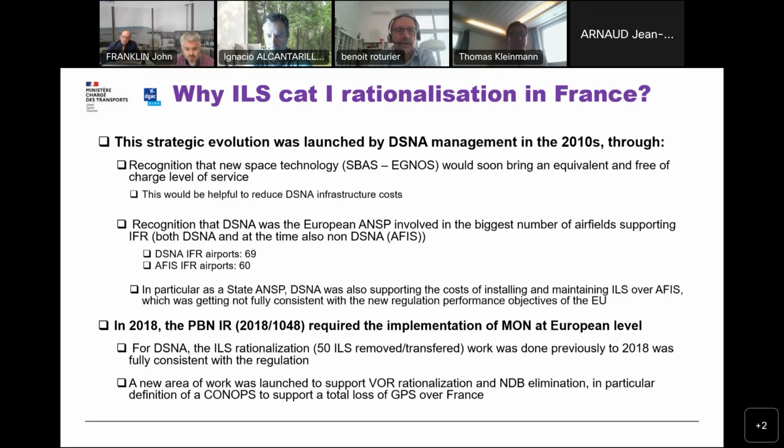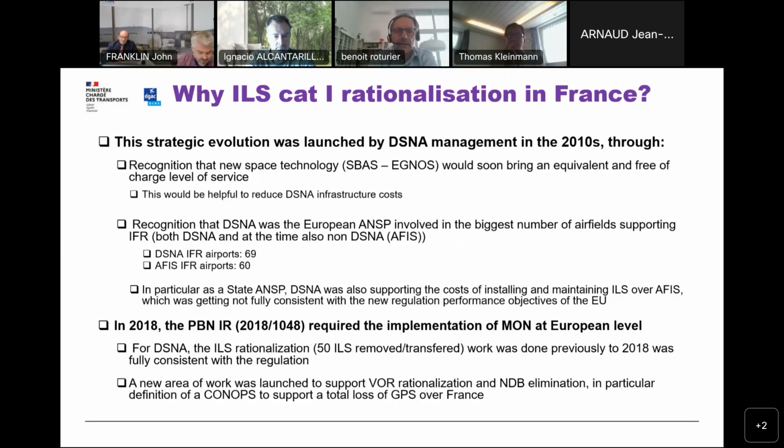In the EGNOS area, we have 69 airports that we manage directly as DSNA, and there are also 60 other AFIS, smaller airports. But at the time when we designed the strategy, DSNA was providing the ILS service as a state entity for free for these airports. And so this is also something we wanted to get rid of, because this was quite incumbent in terms of money spent each year. So this is basically why we launched initially this strategic evolution.